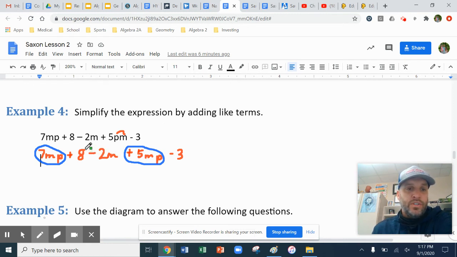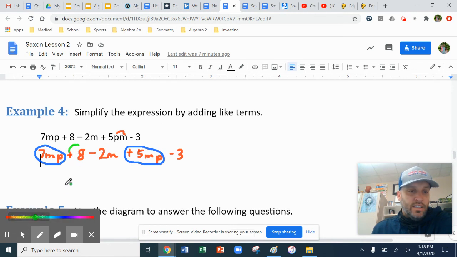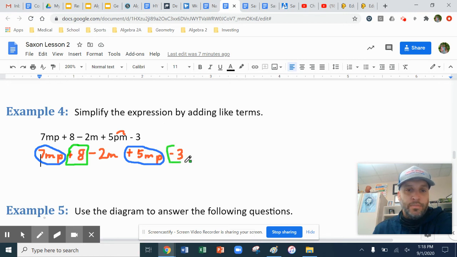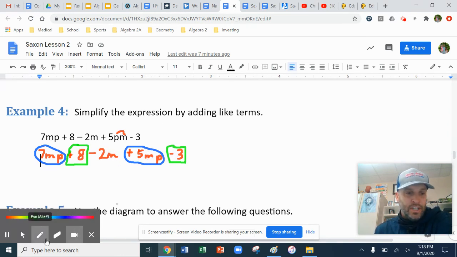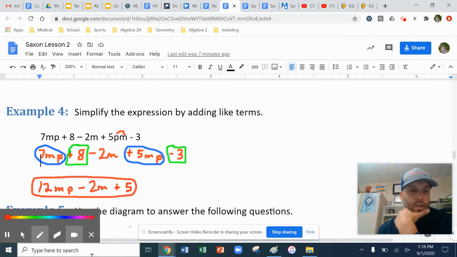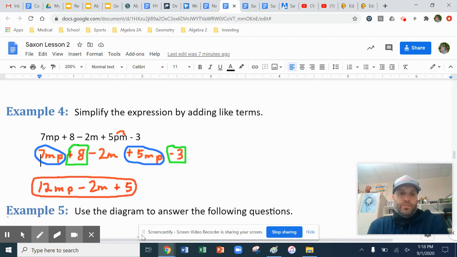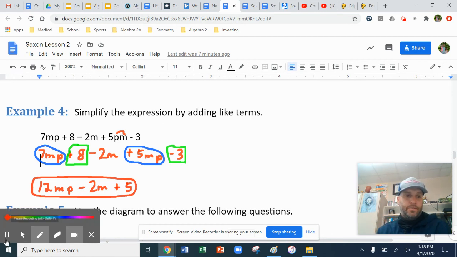Lastly, we do have two constant parts. We have an 8, which I'm going to make a box around, so using a little bit different shape, and then we have a negative 3. So now we will combine 7 and 5 to make 12MP. Negative 2m is going to stay the same, and then 8 and negative 3 combine to make 5. And then we'll rewrite our expression. So when all is said and done, we should have 12MP minus 2m plus 5.